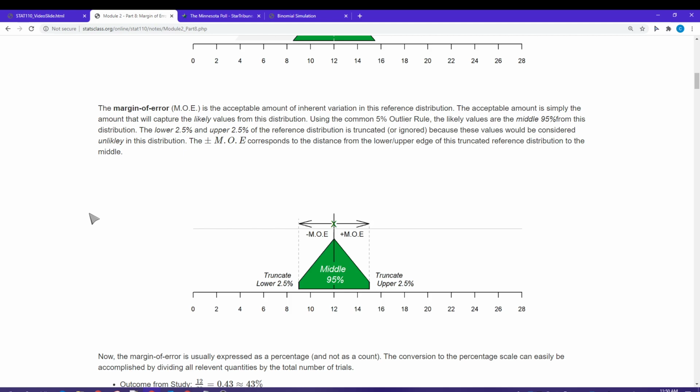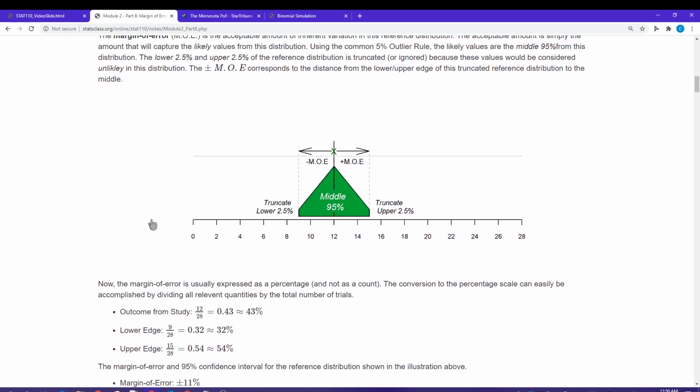We're going to continue to use our 5% outlier rule. The likely values are going to be the middle 95% of the values. So what we end up doing when we do margin of error calculations is we keep the middle 95% of the reference distribution. We trunk off, or truncate, the lower 2.5% and the upper 2.5% from our distribution.